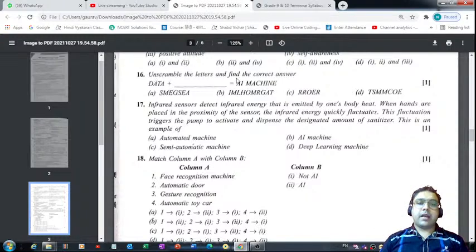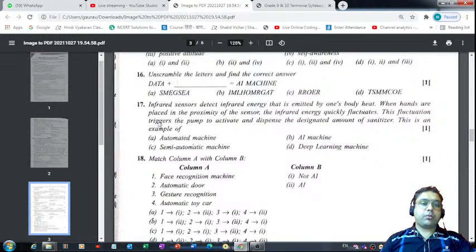So I was telling you about question number 16. Unscramble the letters and find the correct answer. You need something with which you can analyze the data you have. And what is that thing? It is algorithm, right? If you unscramble these letters, it will give you algorithm. So the correct option for the 16th one is this B part.